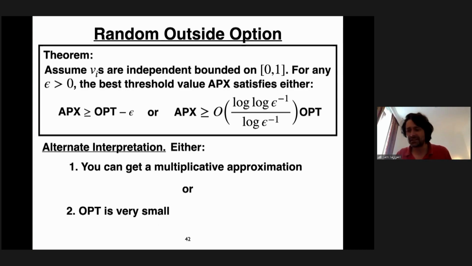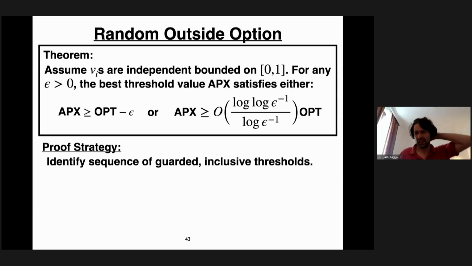So I'm not going to prove this, but instead I'll just give you the proof sketch. And it uses some of these ideas of guarded and inclusive thresholds again. So rather than thinking about one guarded and inclusive threshold, we're going to think about a sequence of these guarded and inclusive thresholds and try to pin down what is happening across opt's different sources of value.